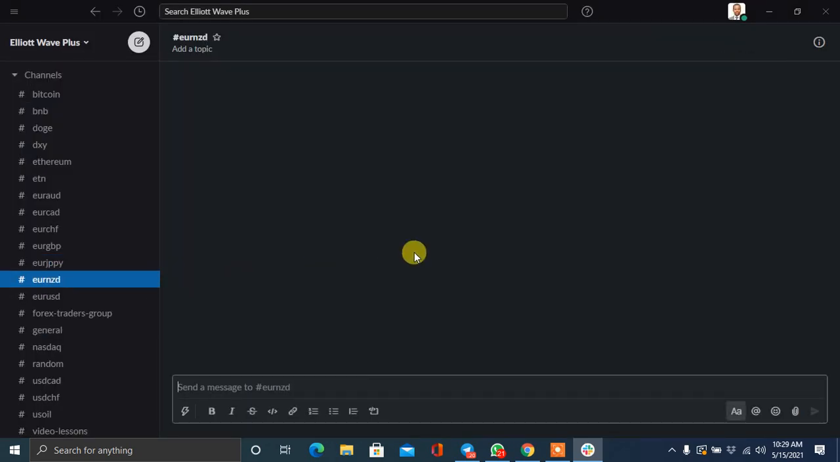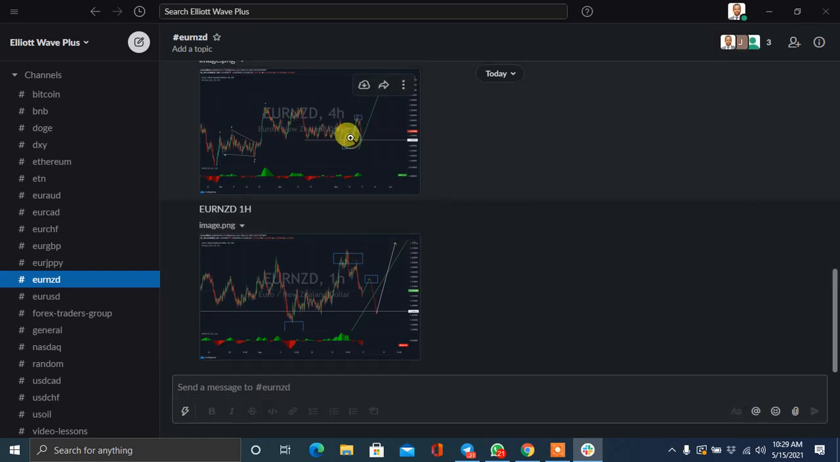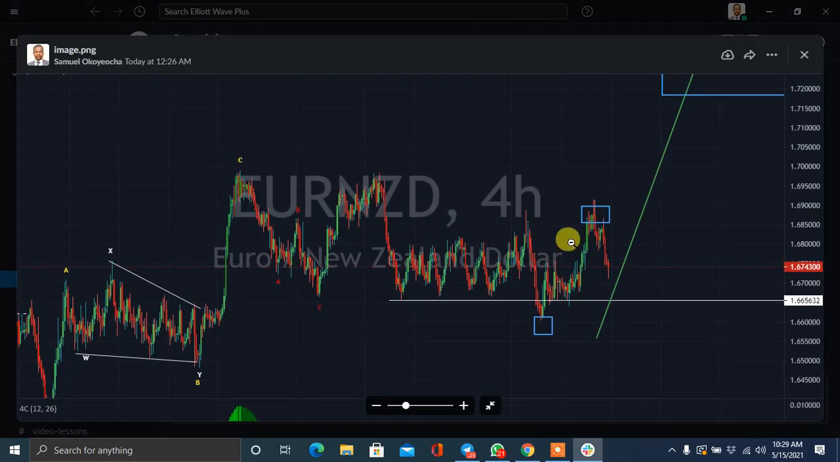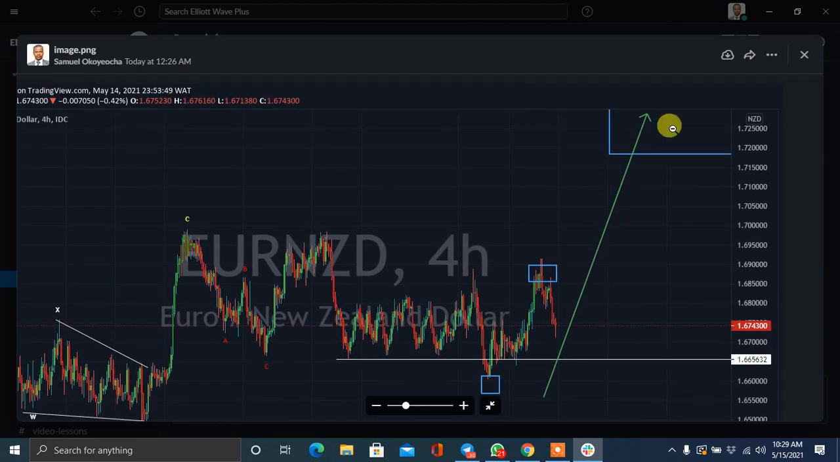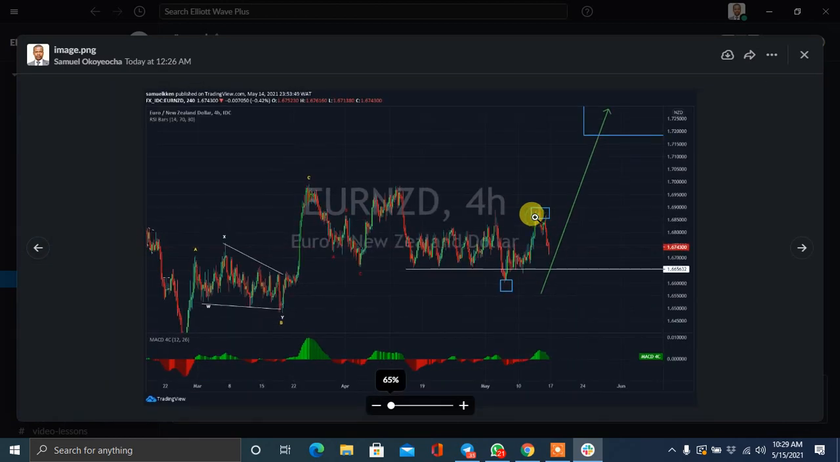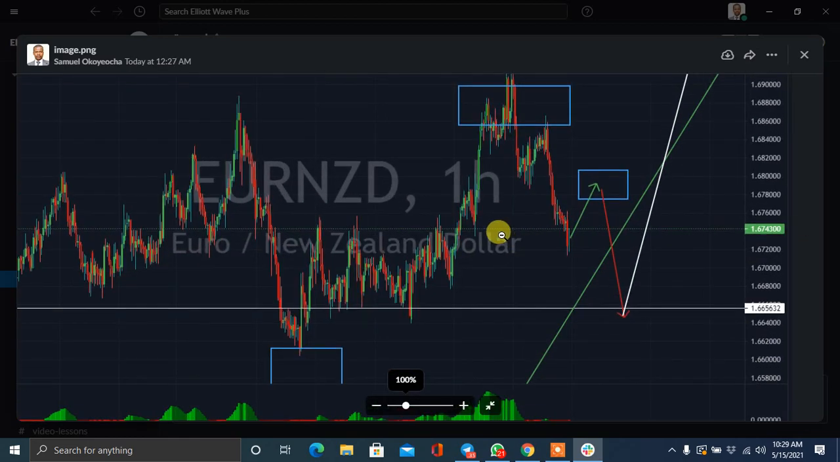Euro New Zealand. Euro New Zealand. It's going to our blue box and come back. Now we are looking for buy. Our target remains 1.72, 725, 727 and so on. But where do we enter? Let me check the 1 hour candle chart. So now we have options. The market is still coming down. We might get this and get this, or we might not get this.